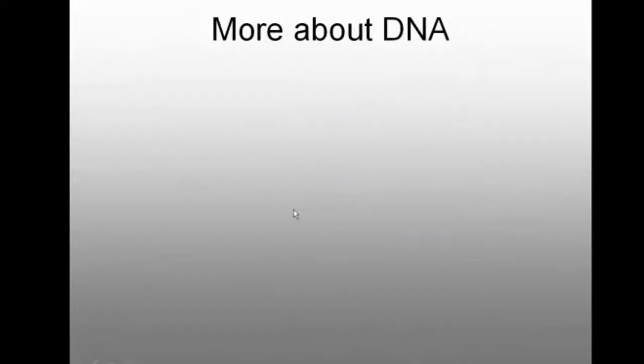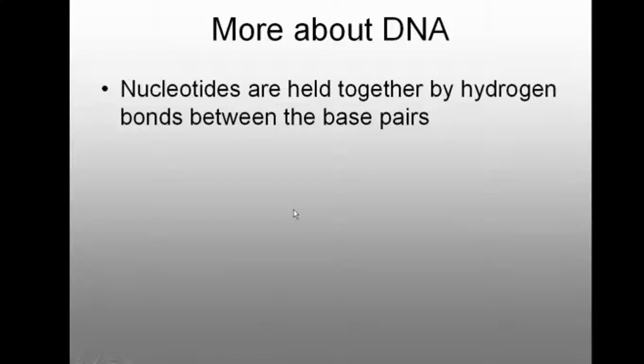Now, a couple more things about DNA. When DNA forms its double helix, remember it looks like a twisted ladder, you're going to have the nucleotides held together, and the bases are going to be held together by hydrogen bonds. Now, we talked about hydrogen bonds earlier this year, and you learned that a hydrogen bond is kind of a weaker bond, but when you have thousands of DNA bases all being bonded together, those thousands of tiny bonds make a really strong link.